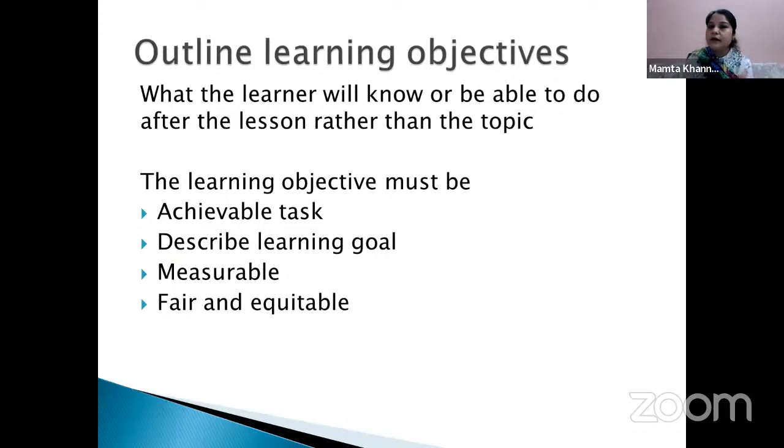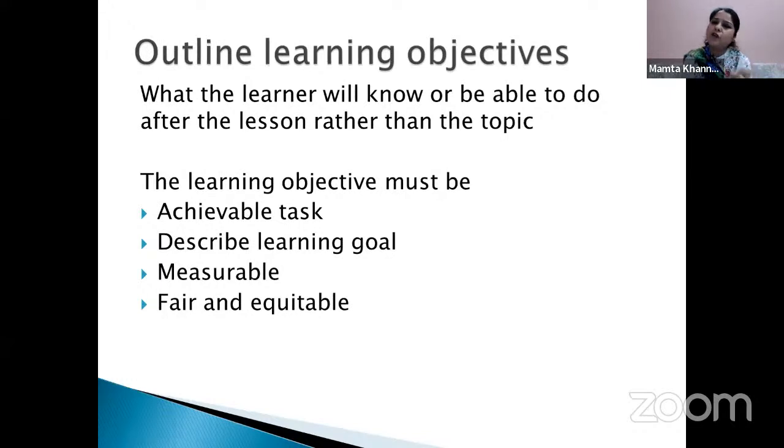It is what the learner will know or will be able to do after the lesson, rather than the topic. Your topic is the first point, but then why are you taking that topic in your class? If I take an example of maybe a noun in English, or maybe living and non-living things for EVS.